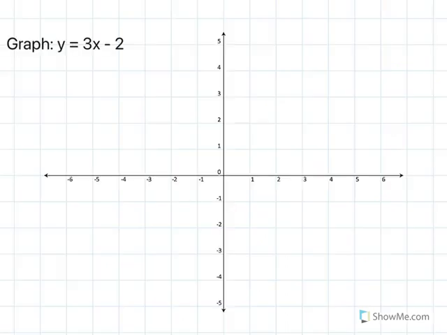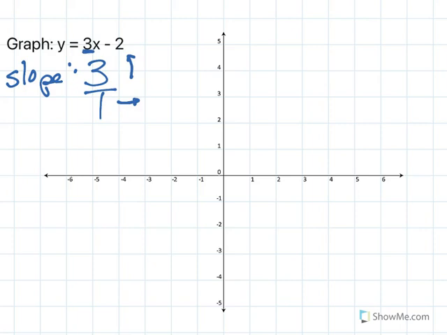Let's do it. Graph y = 3x - 2. So let's recognize what we have. We have a slope of 3. The number in front of x is the slope. Let's make that a fraction. We put it over 1. Because this is positive, we're going to go up 3 and to the right 1. Because if you think about your axes, the y-axis to go up is in the positive direction, and on the x to go right is the positive direction. So that's why that works.